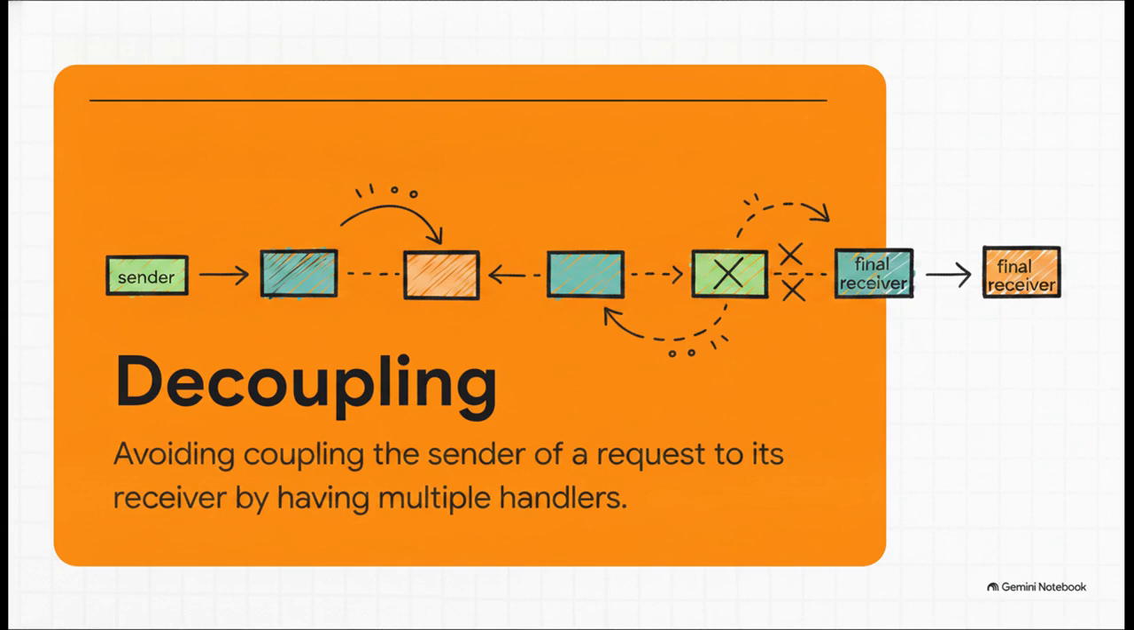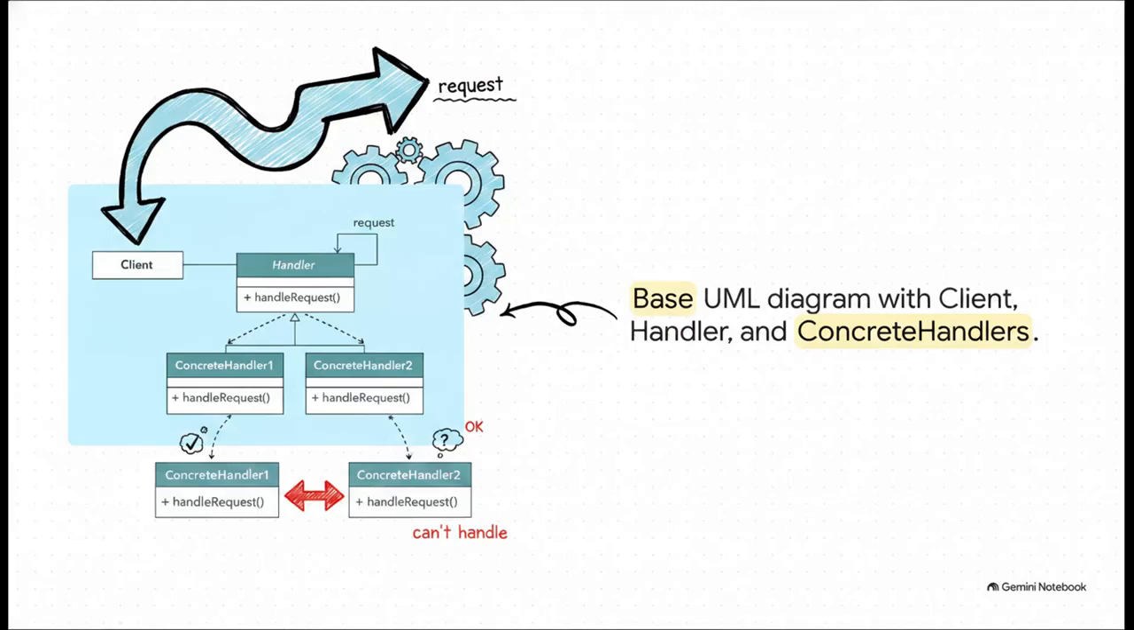By chaining the receiving objects together, we give more than one object the opportunity to handle that incoming request. The sender is entirely liberated from needing to know the specific class or object that will execute the final behavior. Here's the base UML diagram that makes this magic happen.